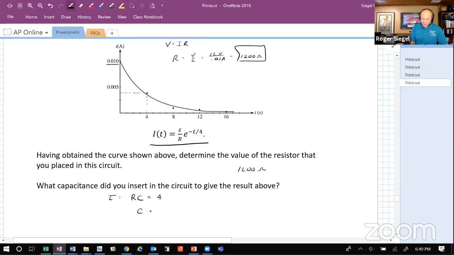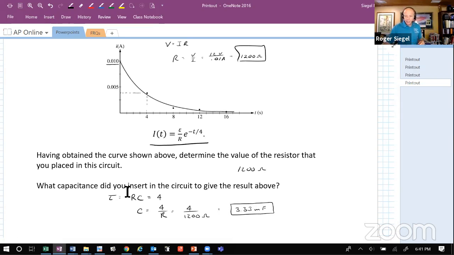And so that means that C is equal to 4 over R, or 4 over 12,000 ohms. And so 4 over 12,000 ohms is going to give us a value of 3.33 millifarads. That's a thousandth of a farad. And so that is another way that we can look at the time-dependent curve of a charging capacitor.